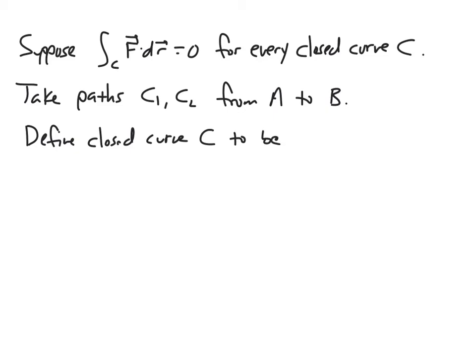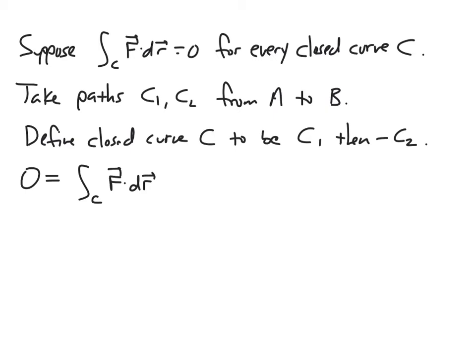So it's going to be the curve C1, which will go from A to B, then negative C2. C2 is a path from A to B, so negative C2 goes in the opposite direction, from B to A. So this curve C will go along C1 from A to B, and then back to A along negative C2, so it is a closed curve. Right? So then we know that the integral on any closed curve of this particular vector field is equal to 0. That's our assumption here.